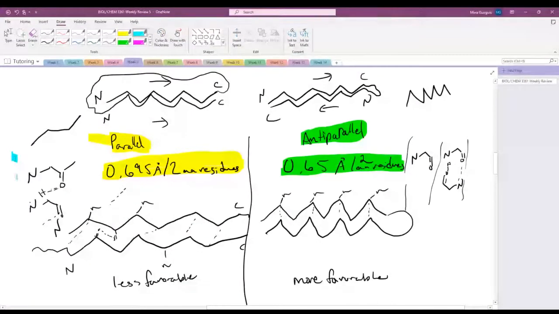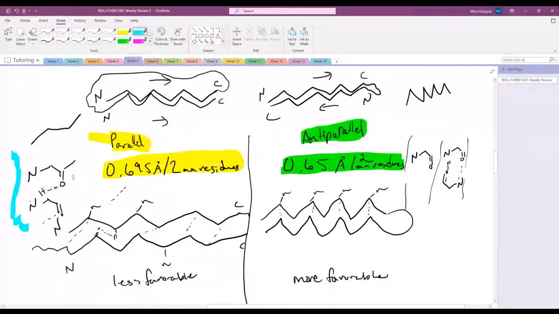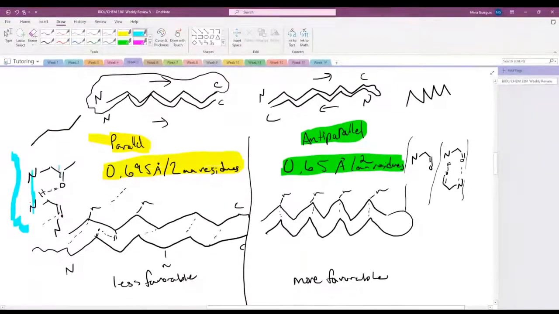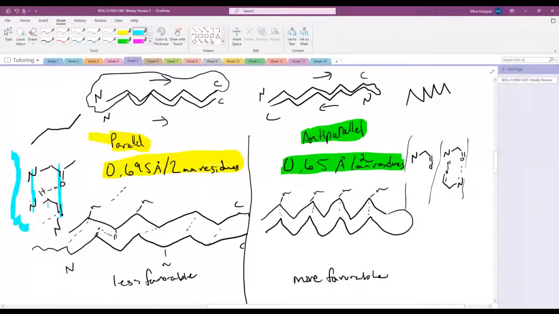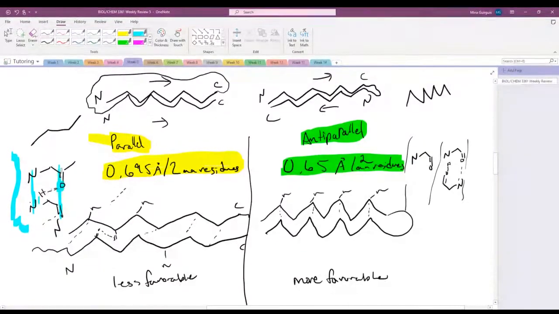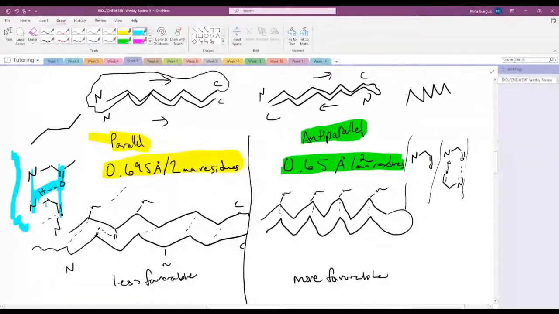So looking at this one first, this area. What ends up happening is when you've got this parallel sheet, your N's line up and your O's line up. If you want to think about it like that, your N-terminus and your C-terminus will line up on every single carbon. But the hydrogen bonding is done between the hydrogen attached to the nitrogen and the oxygen attached to the carbon, right? So in other words, we have to bond across this little gap, okay?